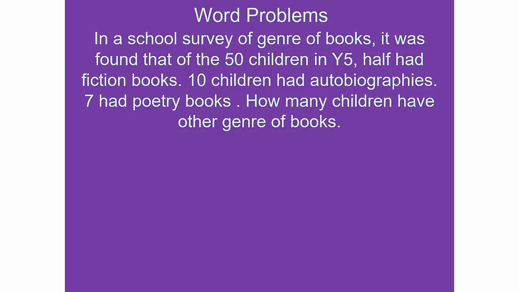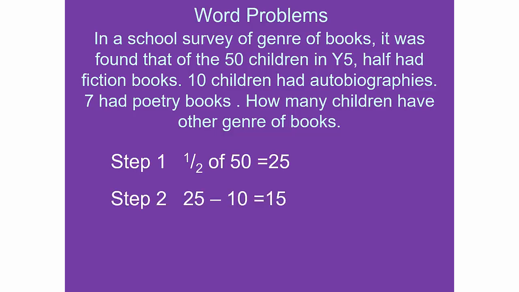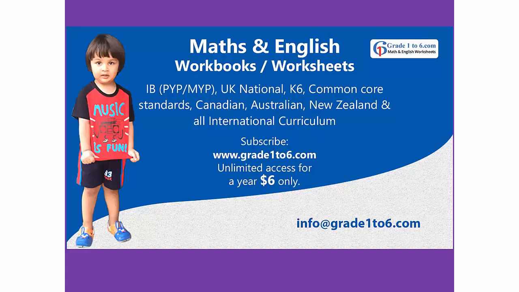In a school survey, a genre of books was asked of 50 children in year 5. Half had fiction books, 10 children had autobiographies, 7 had poetry. How many children have other genres of books? Well, this is a very, very important question. Okay, anyways, we'll still do it. Half of 50 is 25. That's your step 1. What's going to be step 2? Correct. 25 minus 10 is going to give you 15. Look at the question again if you're not understanding how you're getting this.